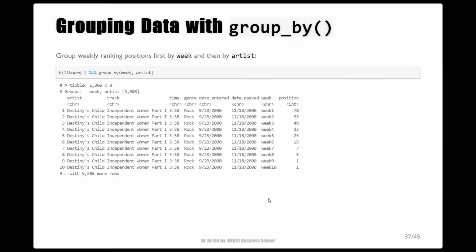Let's consider another common type of data manipulation problem. Let's say we are going to group weekly ranking positions first by week and then by artist. We can use the group_by verb to take a set of grouping variables. When multiple grouping variables are present, group_by groups observations first by the first variable, then by the second variable, and so on. And the result shows the number of groups generated by this grouping along with the original data.